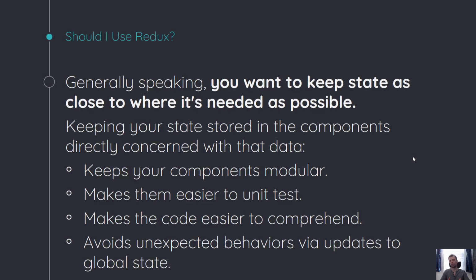So, furthermore, generally speaking, you want to keep state as local as you can keep it. Keeping your state stored inside of the components that are directly concerned with it keeps your components modular, makes them a lot easier to unit test because you don't have to be pulling in a whole bunch of arbitrary state that your component's not even using just to get it to render. It makes the code easier to comprehend because everything that you need to worry about is right here inside of this component. And if I change state inside of this component, I don't need to worry about it updating something else on the other side of my application.